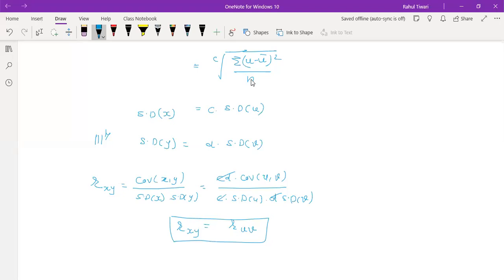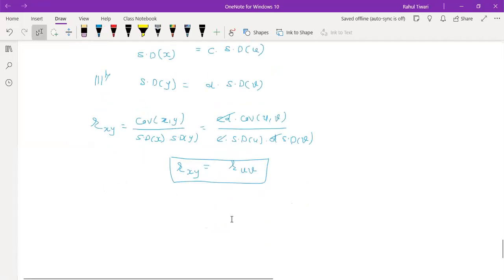Now let's take some raw data and try to find out some correlation. Let's see whether we are able to do it or not. So example number 1 is already done. Let's take example number 2.